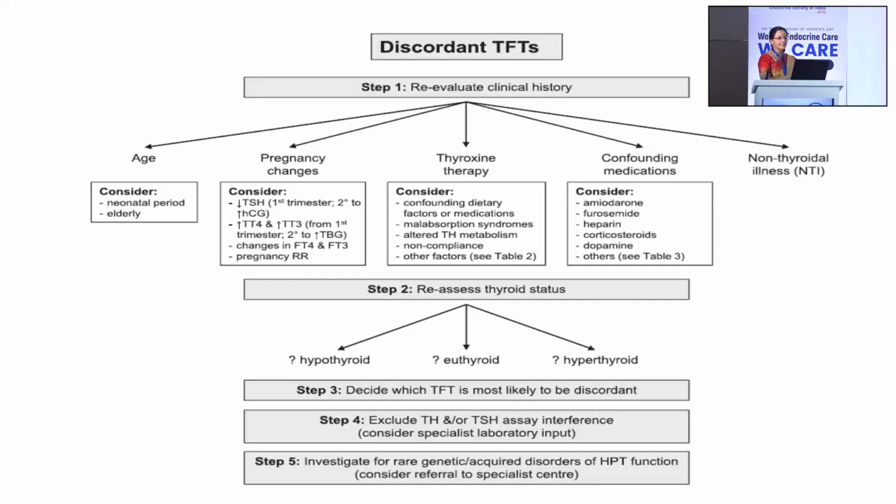So I think this is an algorithm. If any discordant TFTs are there, re-evaluate the clinical history. Age should be considered, any pregnancy, thyroxine therapy, and confounding medications like amiodarone, furosemide, heparin, steroids, dopamine, which all have an influence, and non-thyroid illness. And again reassess the thyroid status. If it is again discordant, exclude assay interference, and rarely consider the genetic abnormalities.